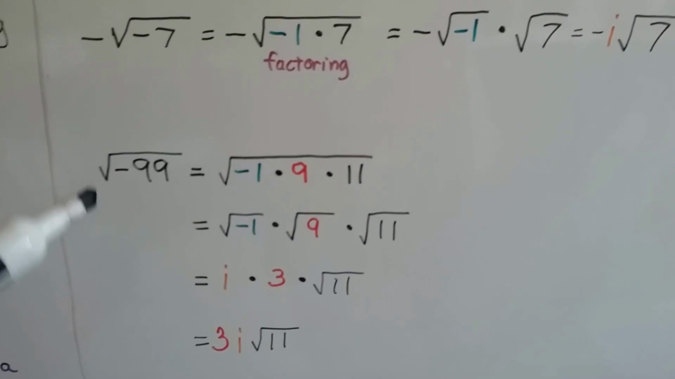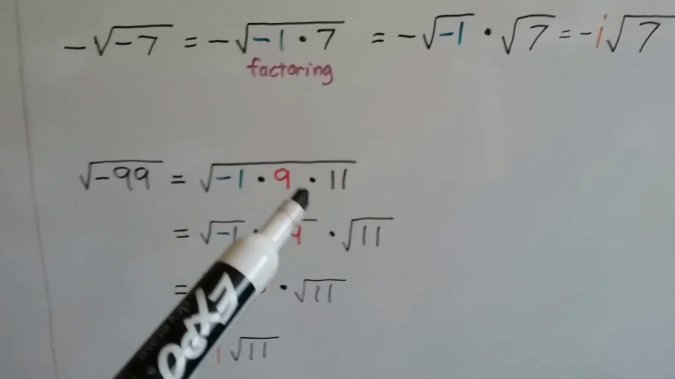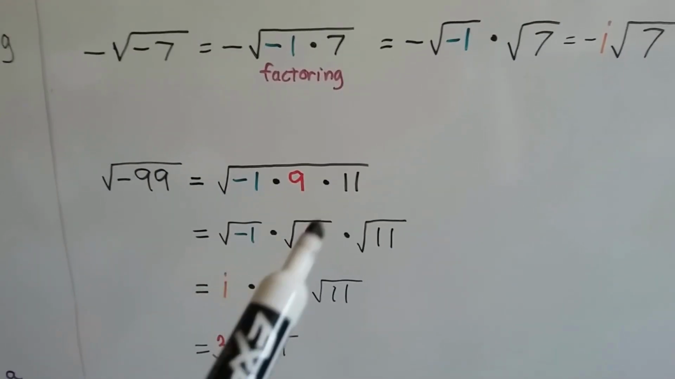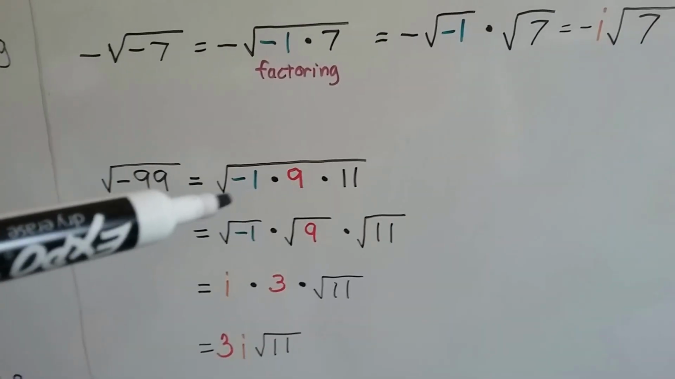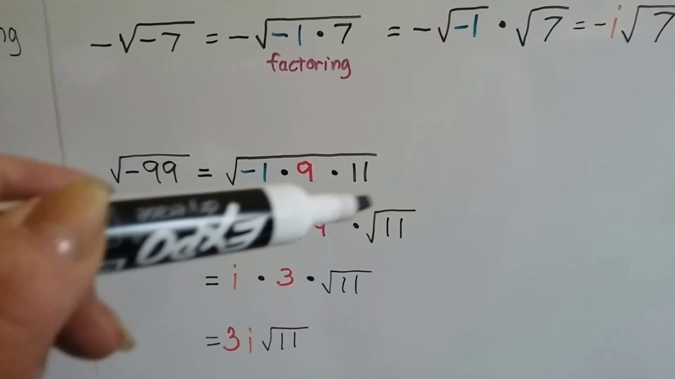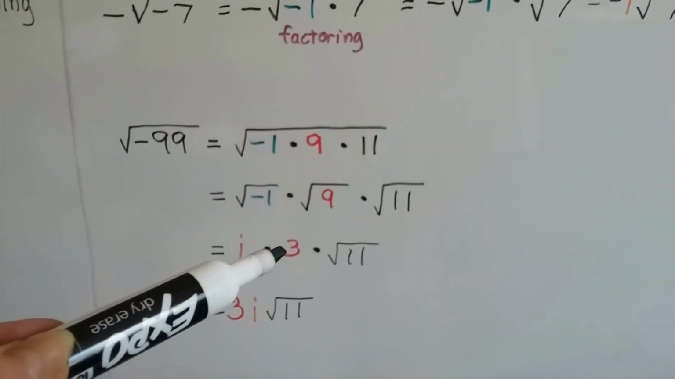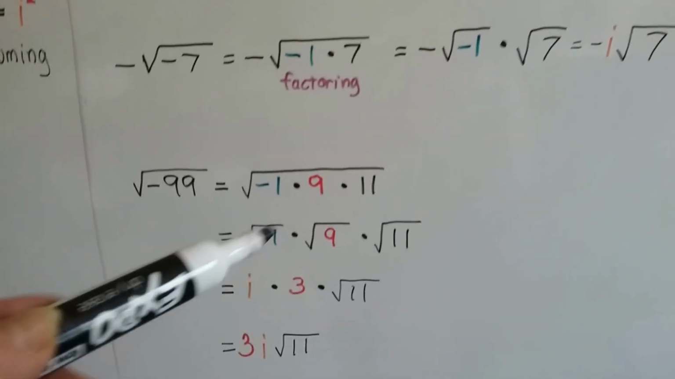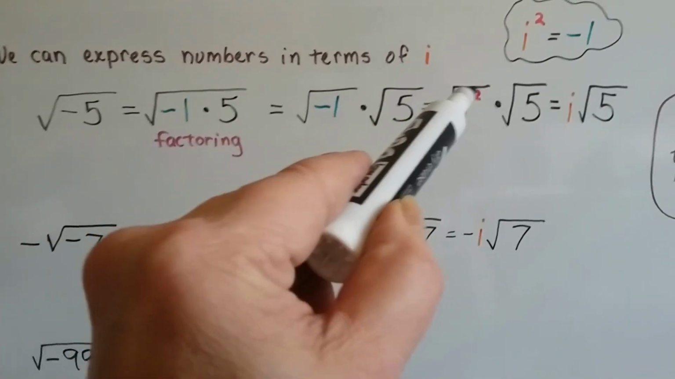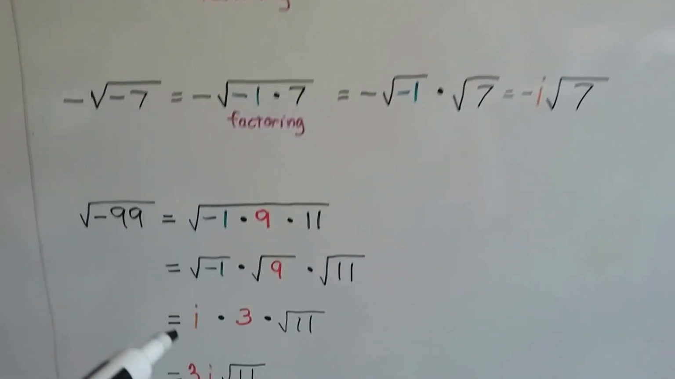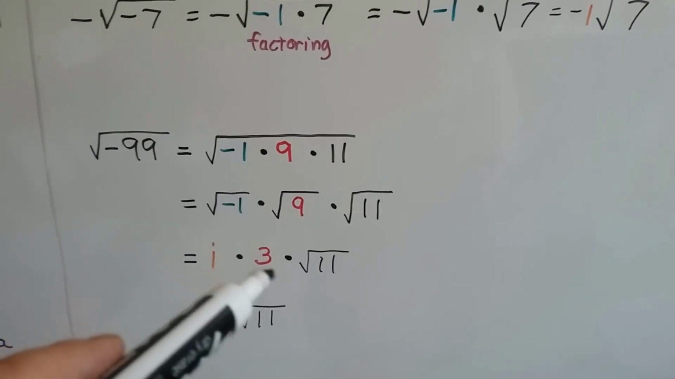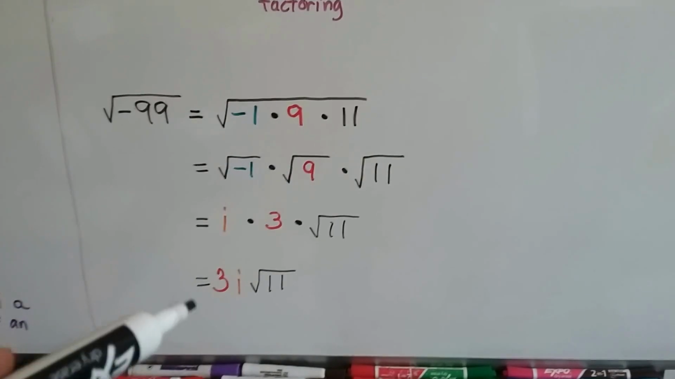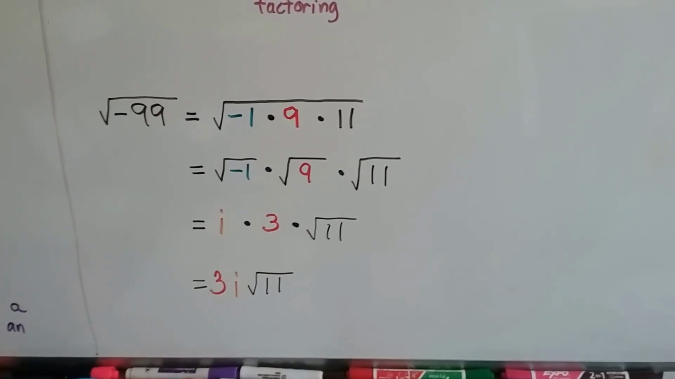The square root of -99 can be factored into a -1 times a 9 times an 11 as the radicand. If we split them into their own radical signs, we get the square root of -1 times the square root of 9 times the square root of 11. We know that the square root of 9 is a 3, isn't it? And we know that the square root of -1 is going to turn into just an i when we remove the radical sign and the little 2 exponent from the i, right? So now we have i times 3 times the square root of 11, and we write it with the 3 in front of the i, so it's going to equal 3i square root of 11.